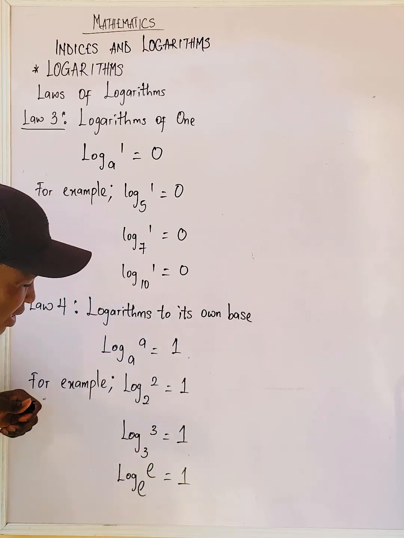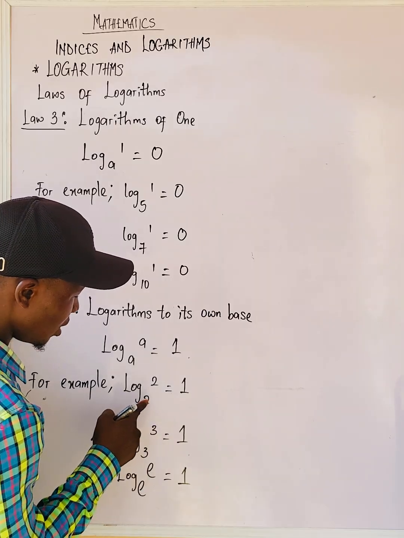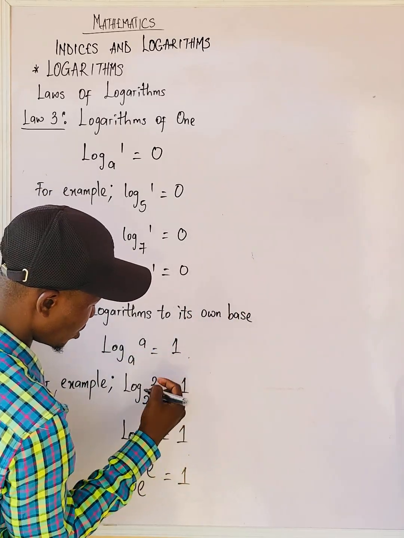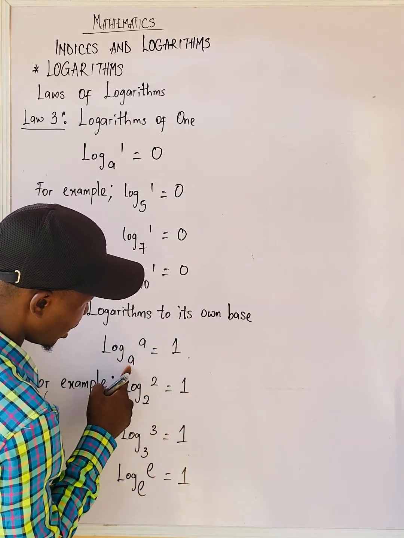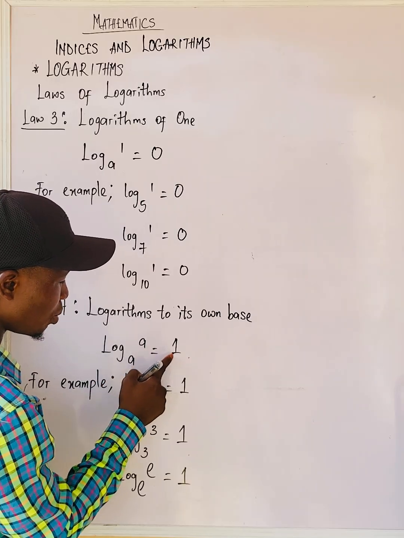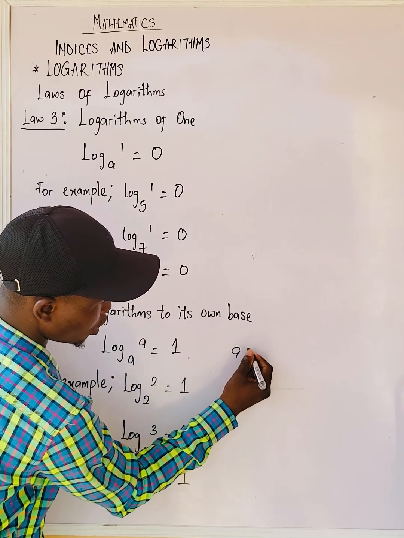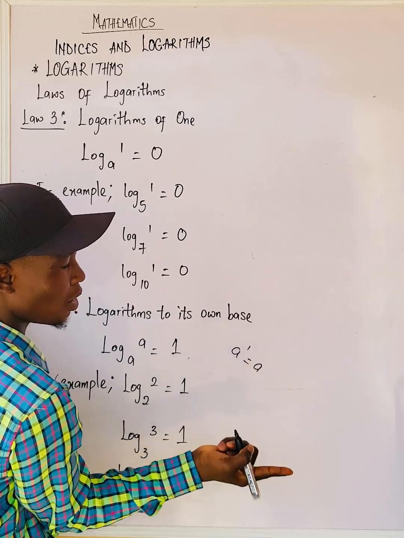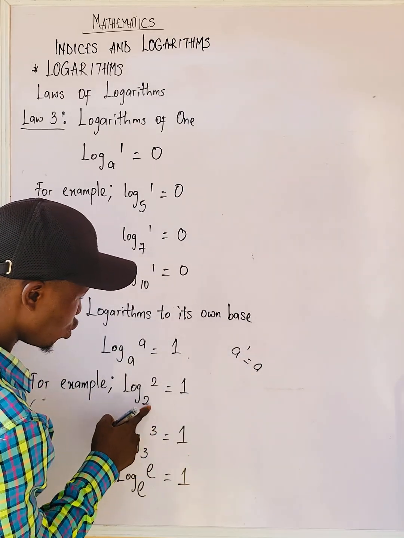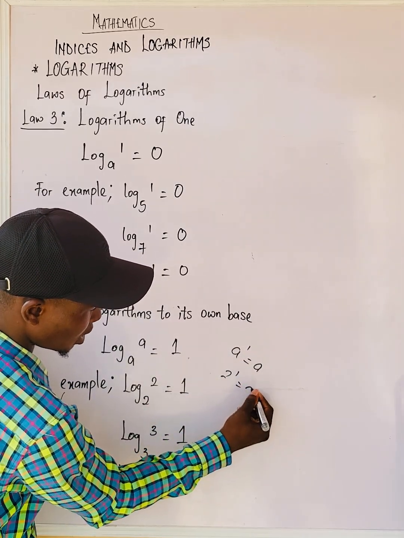Now let's apply that theory I talked about. Look at it: log a to the power of a equals 1, meaning a to the power of 1 equals a. A to the power of 1 is still a. 2 to the power of 1 is still 2.